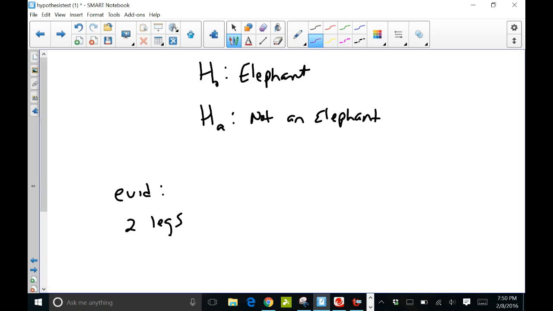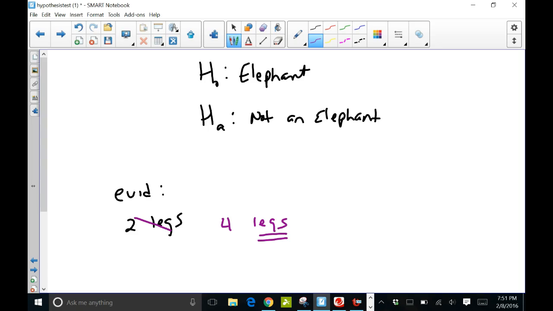But what happens if the evidence were instead it had 4 legs? Now, at this point, you don't have enough evidence to reject the null and say it's not an elephant. But because it has 4 legs, is it definitely an elephant? No. So you can't prove the null is true. You can only say that the alternative is not true.